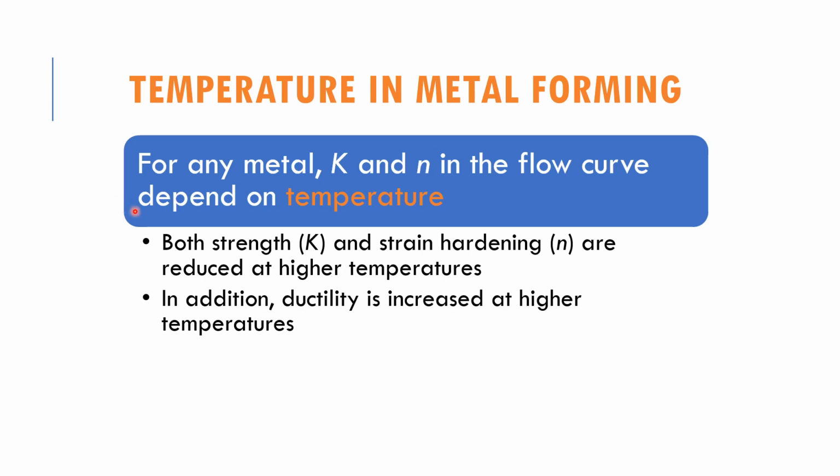So for any metal, the K and n values in the flow curve depend on the temperature. It is very sensitive to the temperature. Both strength coefficient K and strain hardening will be reduced when the temperature is high. In addition, the ductility will also increase when the temperature is increased.